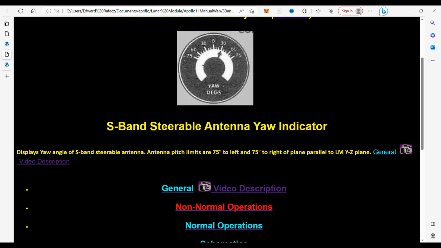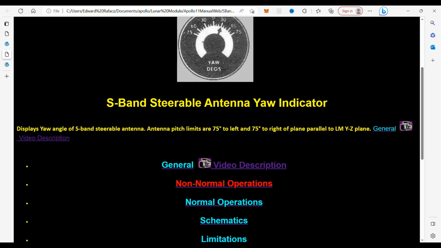Antenna pitch limits are 75 to the left and 75 to the right of the plane parallel to the lunar module YZ plane. And here you can also get a video description of what I am talking about.